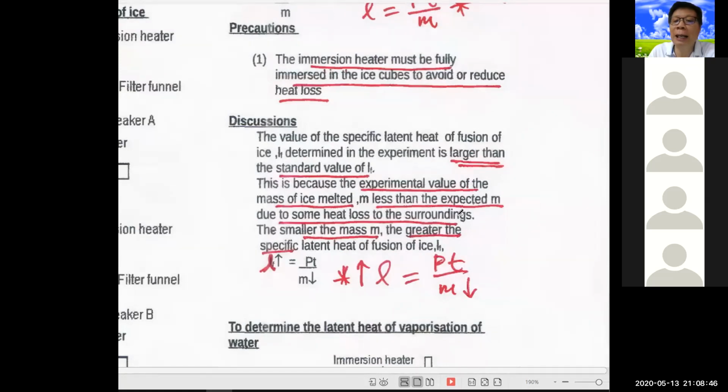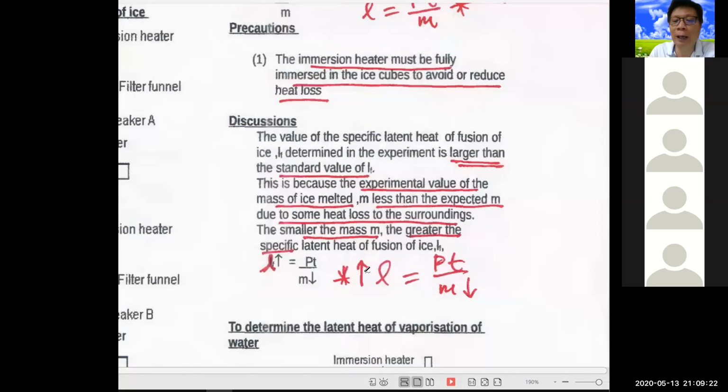Because some of the ice are lost already. Some of the heat is lost to the surrounding, right? So some of the heat from the heater runs away to the surrounding. So this will cause less ice melted. The ice melted becomes less already. That's why we say the mass of ice melted is less than the expected value due to some heat loss to the surrounding. Because heat from the heater is lost already. That's why the mass of the ice melted becomes lesser than the expected value.